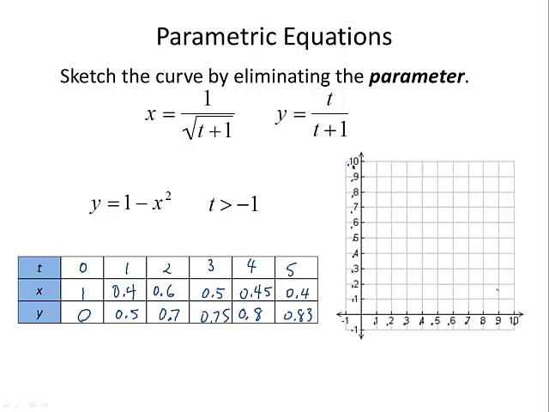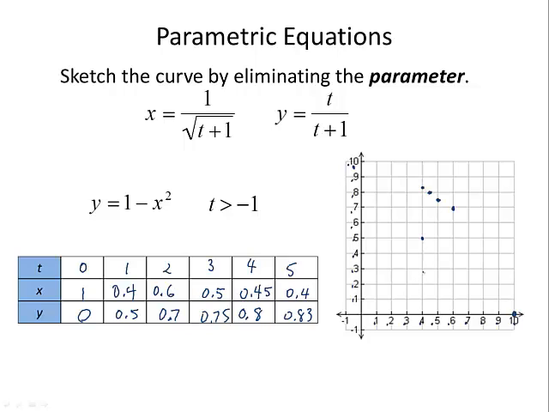Okay, so right there. This is 1.0, just like this is 1.0. So it'll be (1, 0), and then 0.4, 0.5, and then 0.6, 0.7, and 0.5, 0.75, 0.45, 0.8, 0.8, or 0.83.